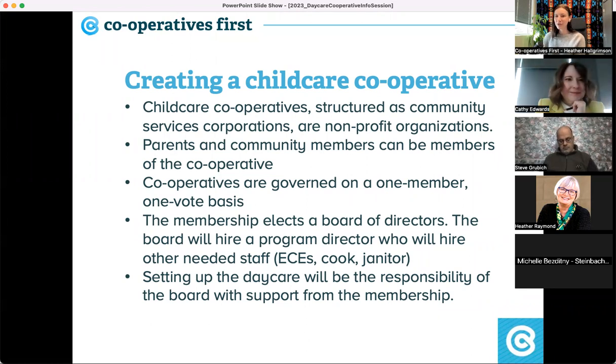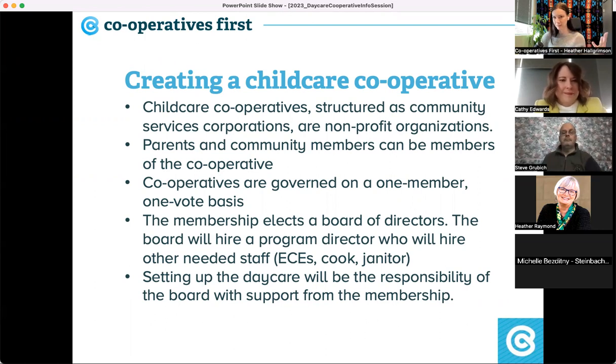So if you're not familiar with what it is, there is what it is, and also there's our unique take on it at this moment in time. So I'm going to talk about both of those actually. So what it is, cooperatives are incorporated entities. Childcare cooperatives are operating on a not-for-profit basis. And parents and community members are members of the cooperative.